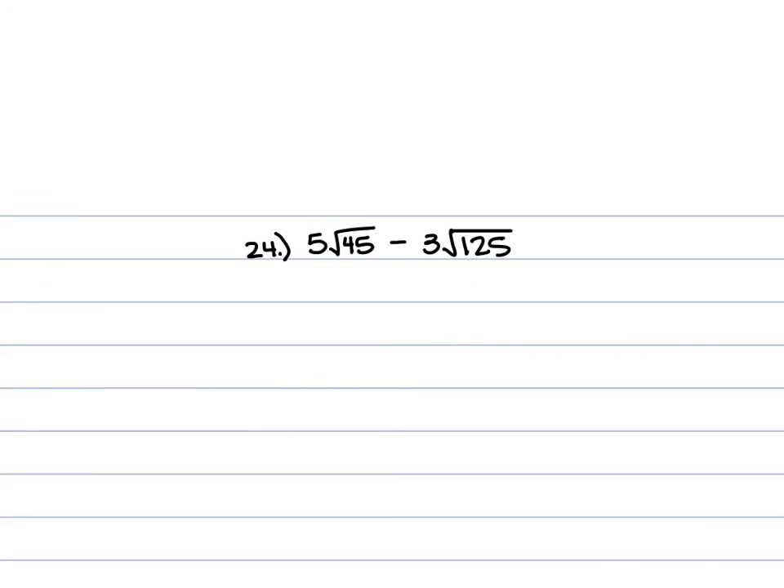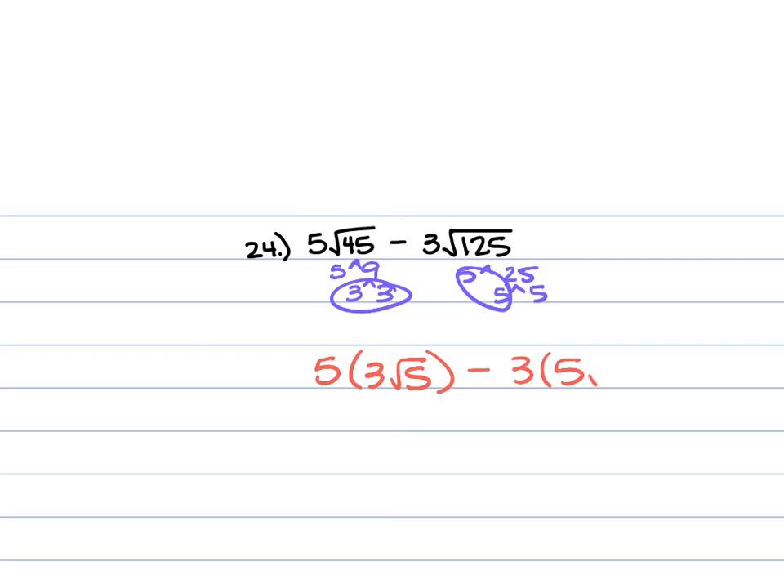For 24, we have 5 square root 45. The 45 is 5 and 9. 9 is 3 and 3. Minus 3 square root 125. The 125 is 5 and 25. 25 is 5 and 5. So we pair up our sets of 2 here. So this is going to become 5 times 3 square root 5 minus 3 times 5 square root 5. So 5 times 3 square root 5 is 15 square root 5. Negative 3 times 5 square root 5 is negative 15 square root 5. So we have opposites here, so it's just 0.